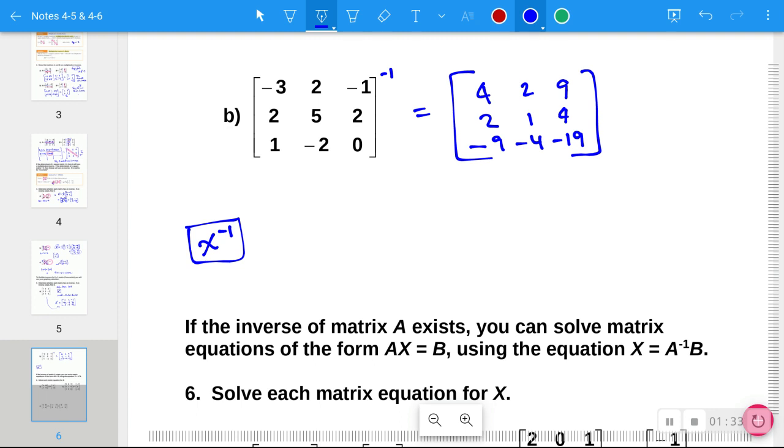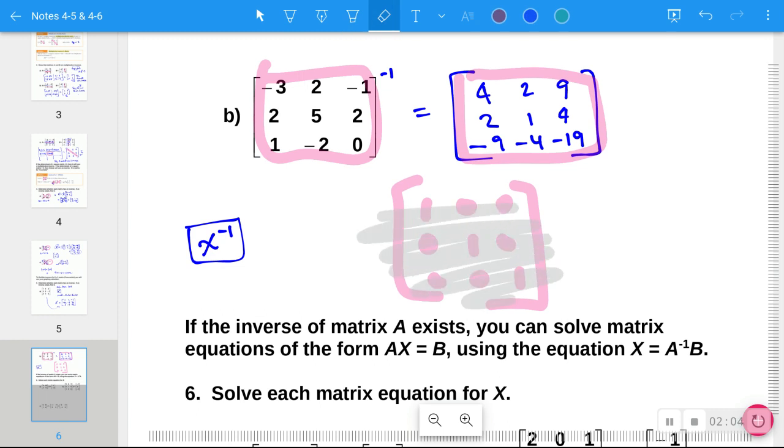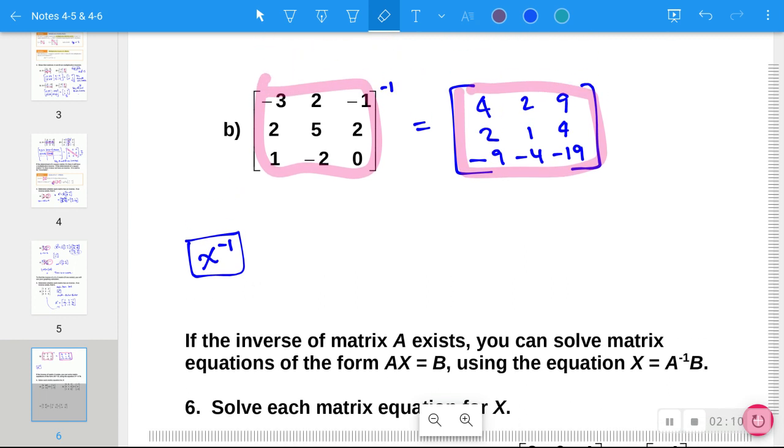Now, what that means in practice is that if you were to multiply this matrix, the original, without the inverse sign on it, by this matrix here, which is its inverse, you would get the identity matrix with 1s down the main diagonal and 0s everywhere else. And I'm using a highlighter there, but maybe you can see the identity matrix peeking at you through the pink. Okay, so we have our answer. It's 429, 214, -9, -419.